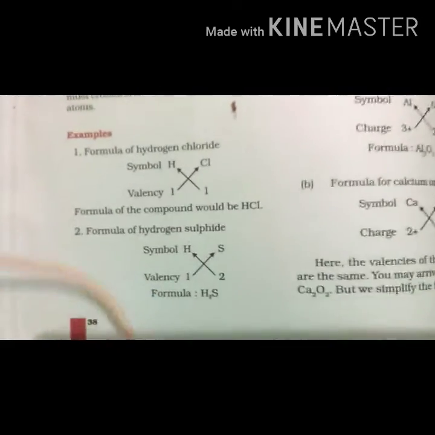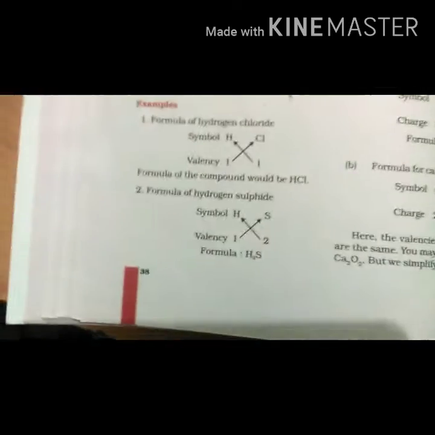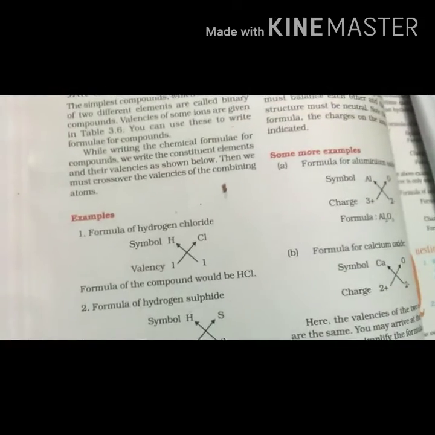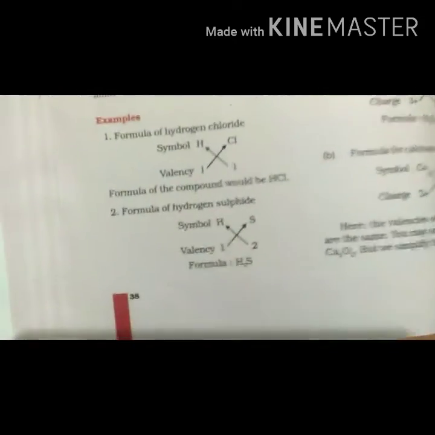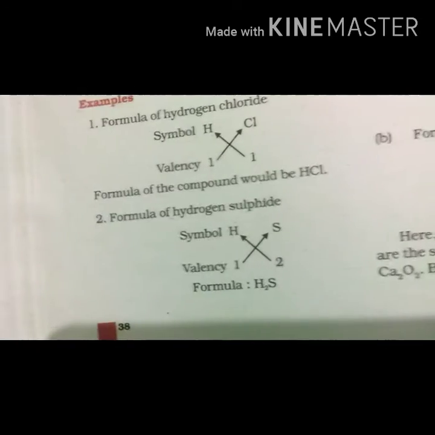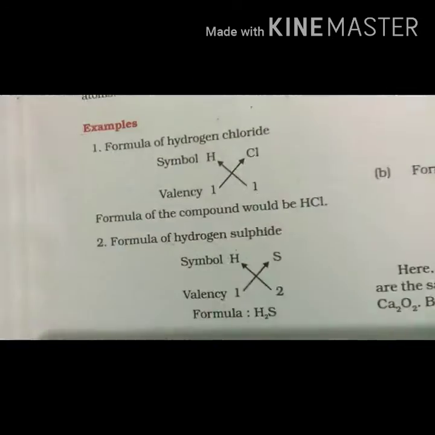When a compound is in its lower valency, it is called a ferrous compound, and in the higher valency it is called a ferric compound. Now, how should we write the chemical formula of compounds? You know, compounds are made up of two or more elements. How should you write the chemical formula of the compounds?